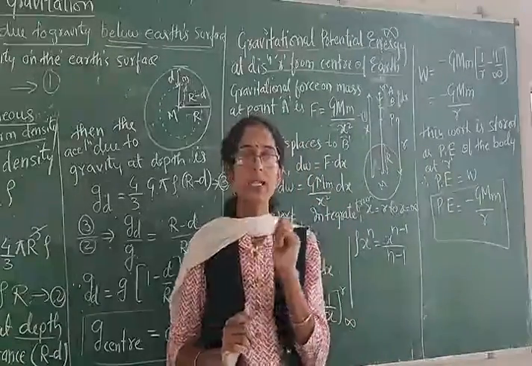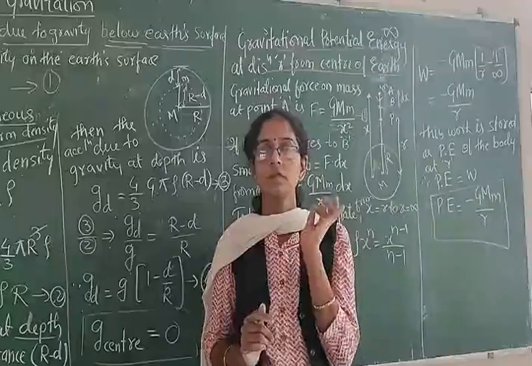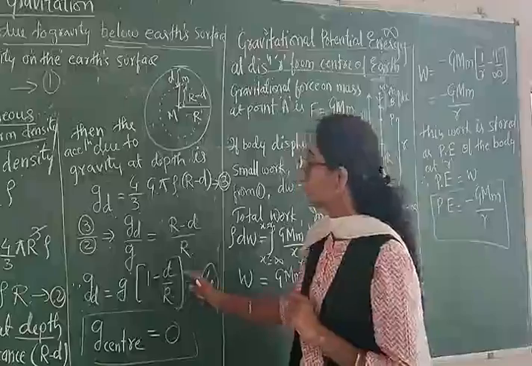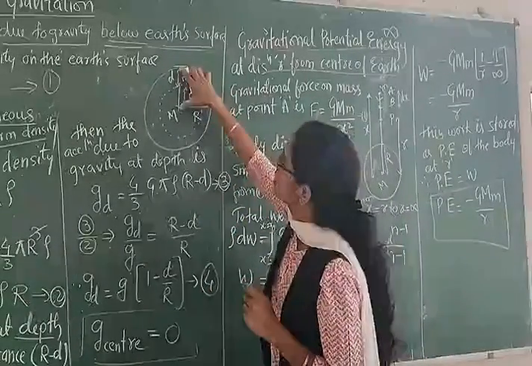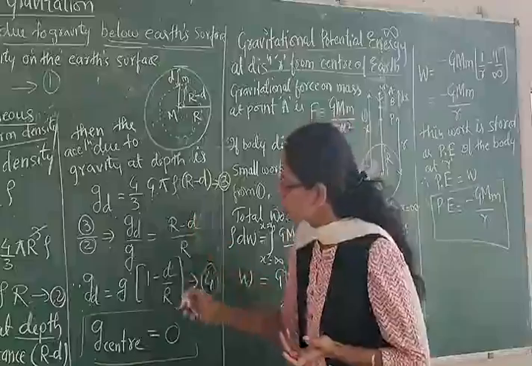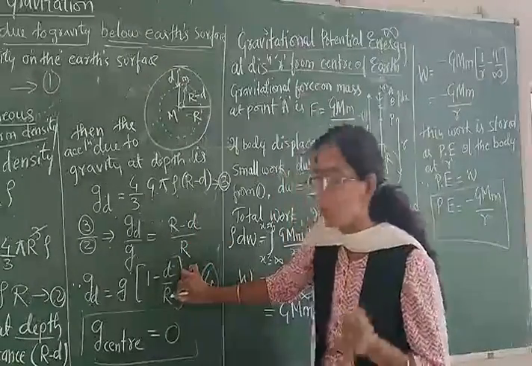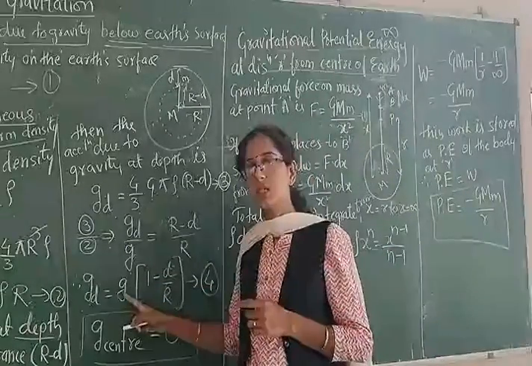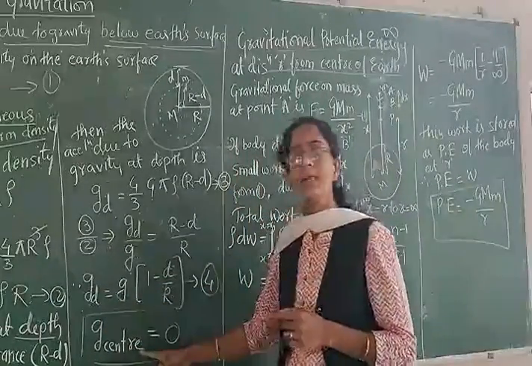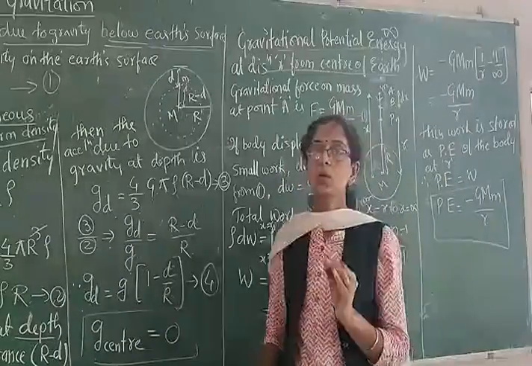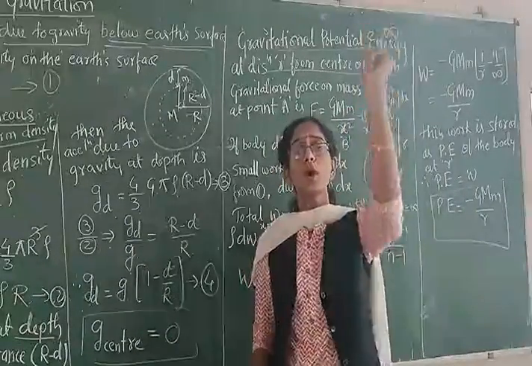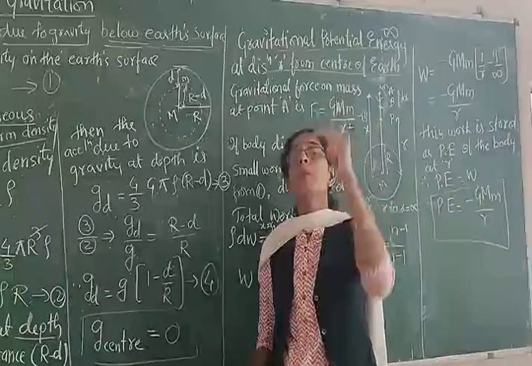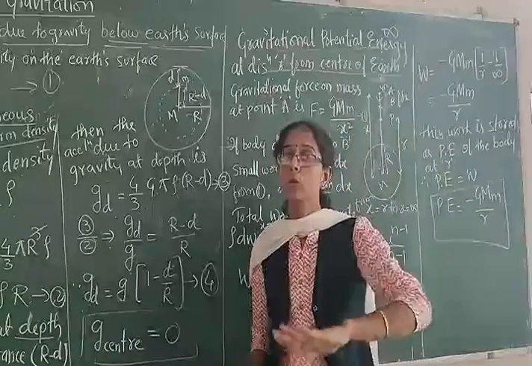Now in MCQs they will ask you one question: if I go to the center of the earth, what is the value for acceleration due to gravity? So I will use this equation. When I go to the center of the earth, this depth d will be equivalent to R. So substitute R here, R by R will become 1, 1 minus 1 is 0. So this factor will become 0, 0 into g is 0. Thus the acceleration due to gravity at the center will be equal to 0. So when I go above the surface or below the surface, the value for acceleration due to gravity decreases, but as I go to the center of the earth, it is almost equal to 0.